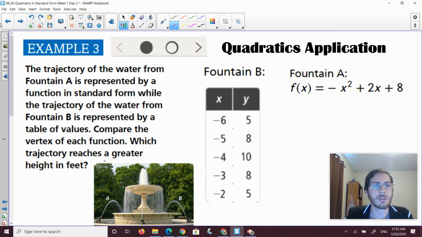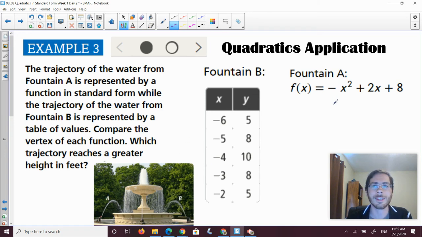It tells us the trajectory of water from fountain A is represented by the function, while fountain B is represented by the table. There's a picture of our fountains. Compare the vertex of each function. Which trajectory reaches a greater height in feet? If we look at the picture, they look about the same. I can't tell, so I can't use the picture to answer it.